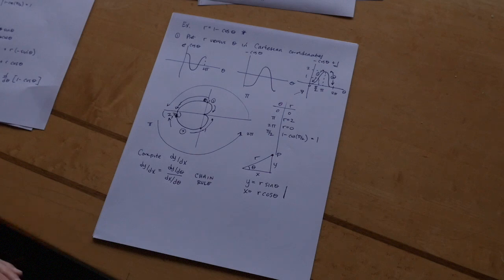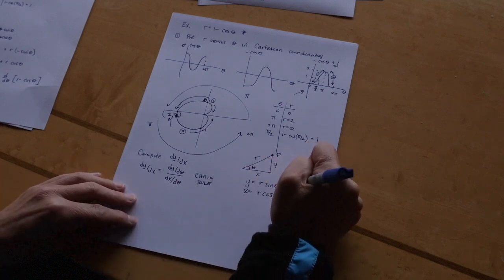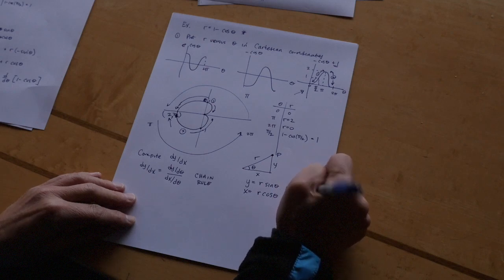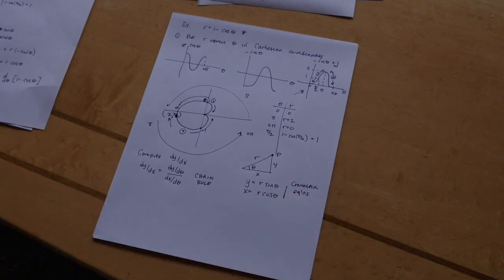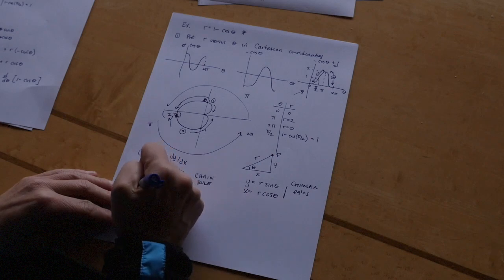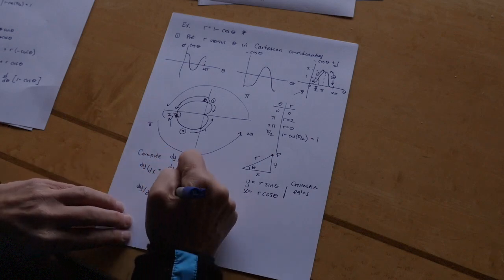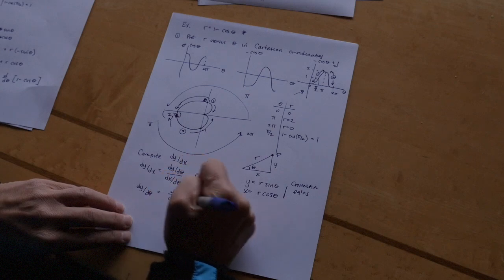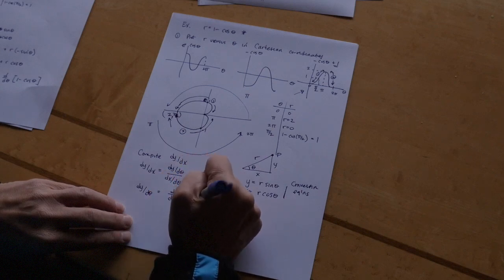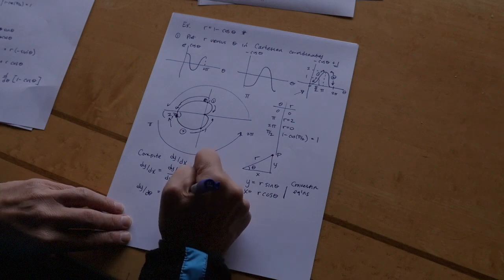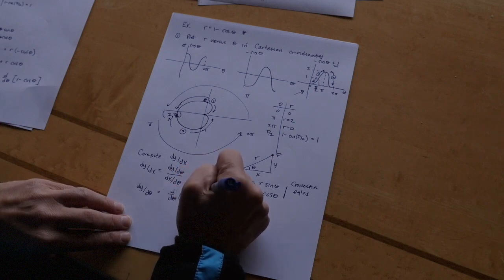Okay, so I have the chain rule. I have what I've been calling our conversion equations. Then I want to compute dy by d theta. dy by d theta is going to be d by d theta of r sine theta. r is a function of theta. That's the key point. r is not a constant. r is a function of theta.